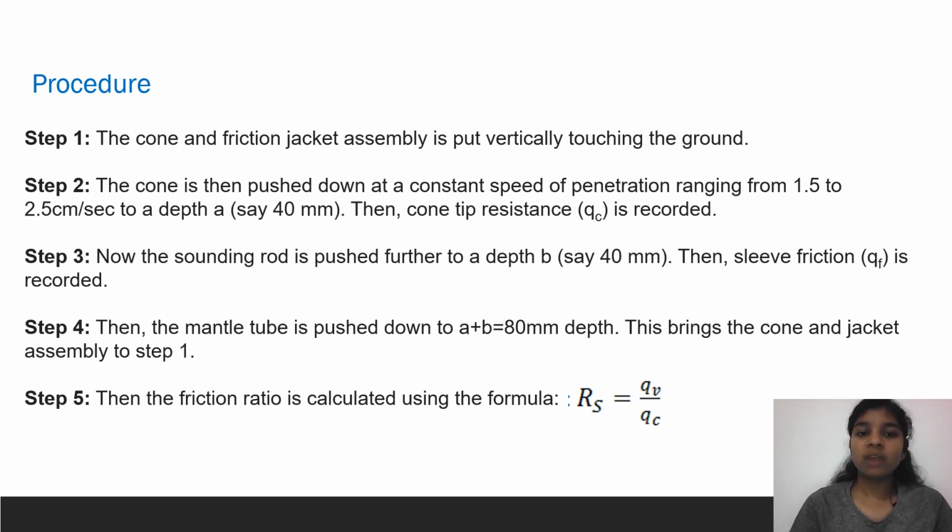After that, the sounding rod is pushed further to the depth of B, say 40 centimeter. Then the sleeve friction QF is recorded. After that, the mantle tube is pushed down to the A plus B depth, which brings the cone and the jacket assembly to step 1. After that, the friction ratio is calculated using the formula RS is equal to QF upon QC.